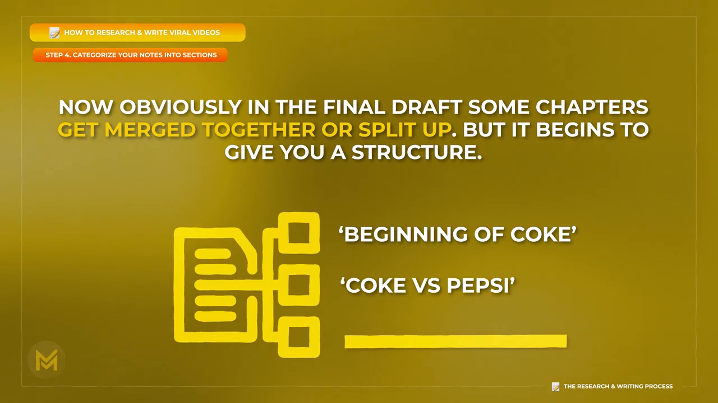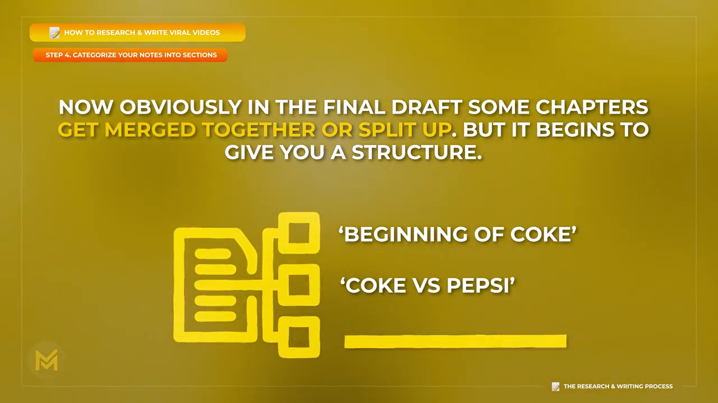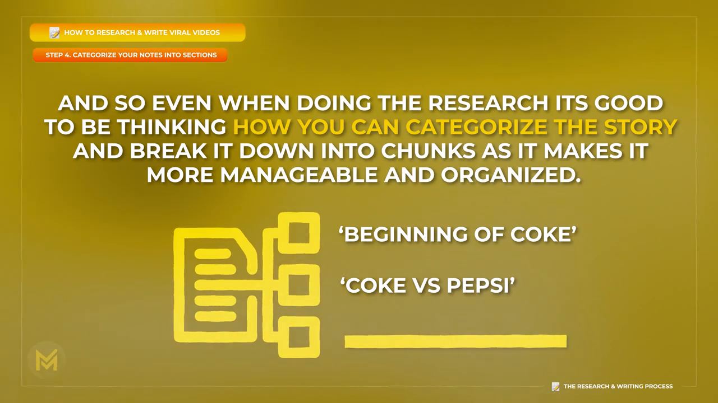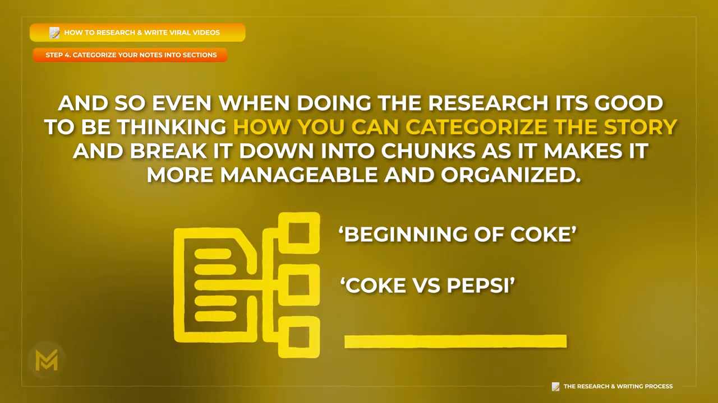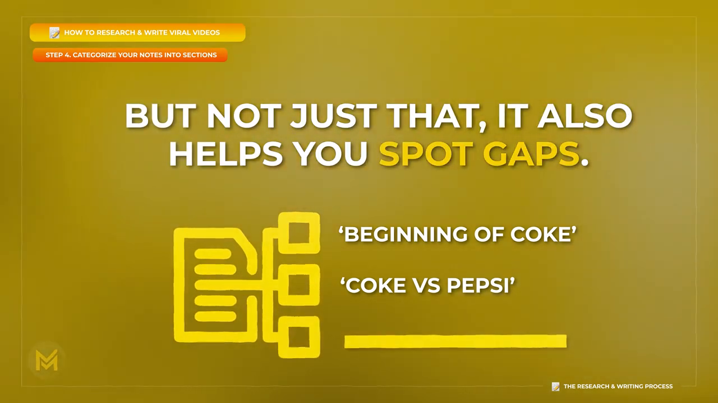Now, obviously in the final draft, some chapters get merged together or split up, but it begins to give you a structure. And so even when doing the research, it's good to be thinking how you can categorize the story and break it down into chunks, as it makes it more manageable and organized. But not just that, it also helps you spot gaps.